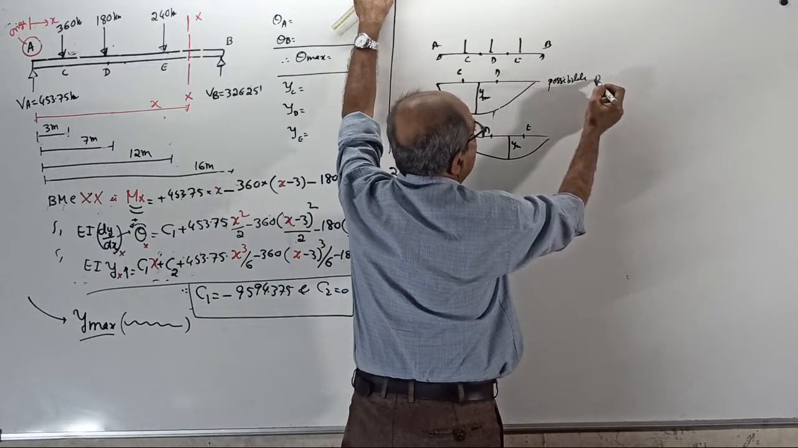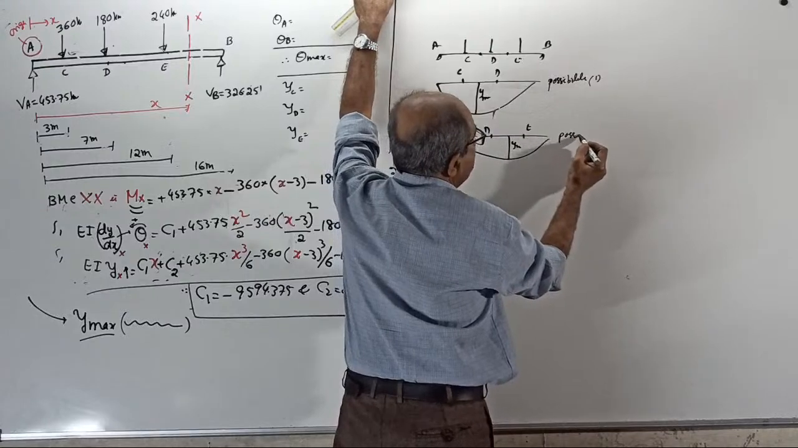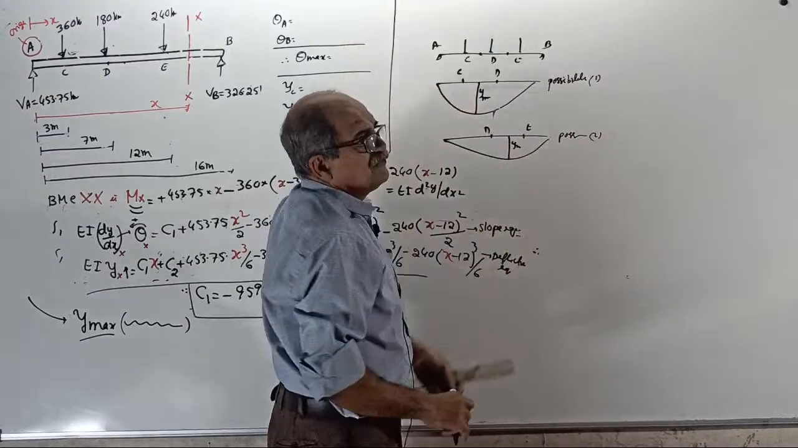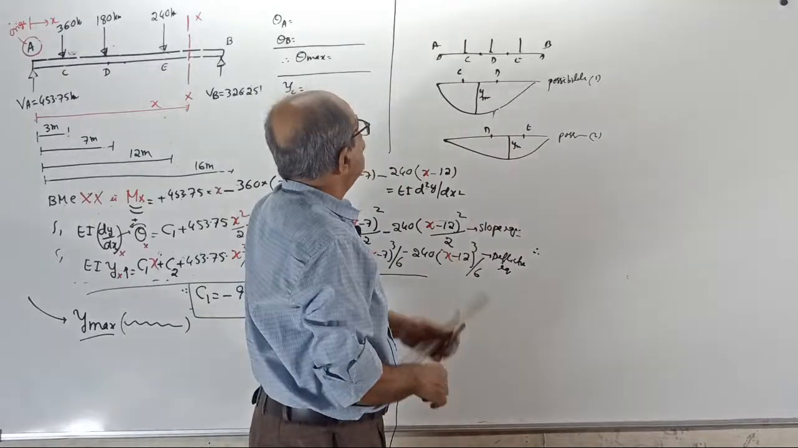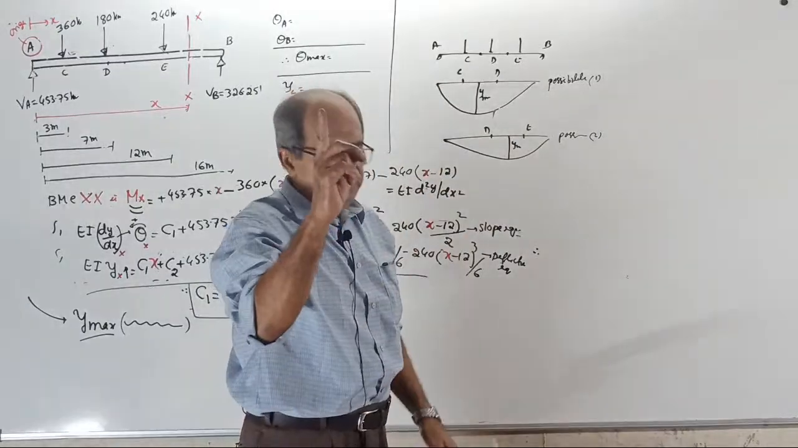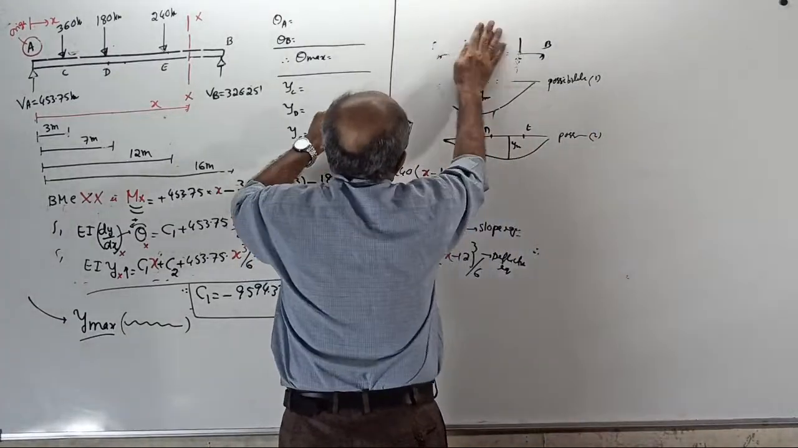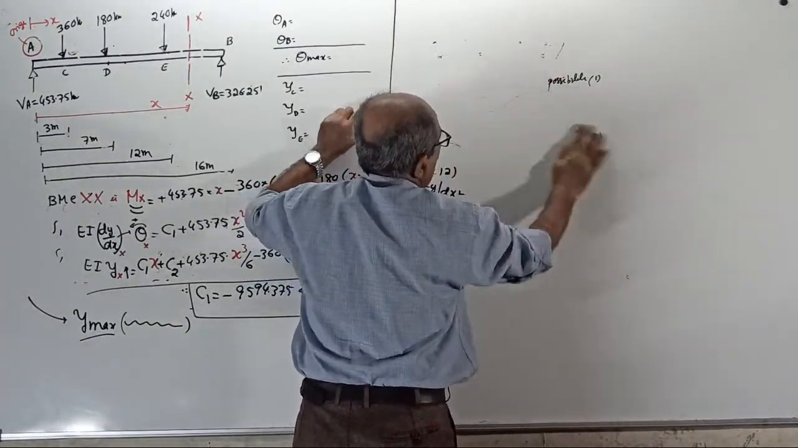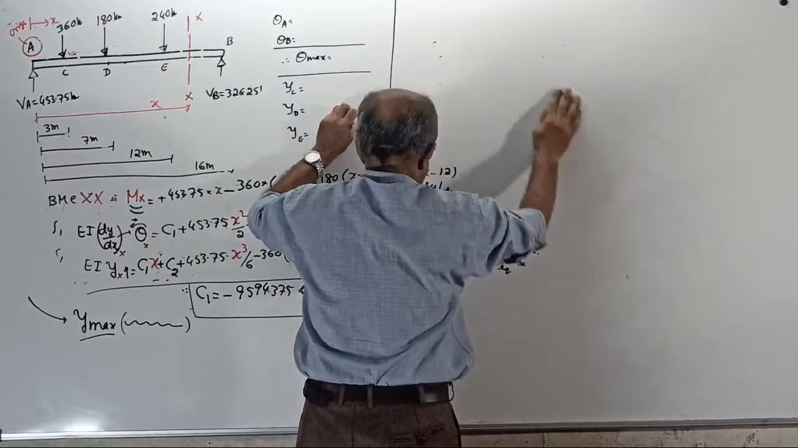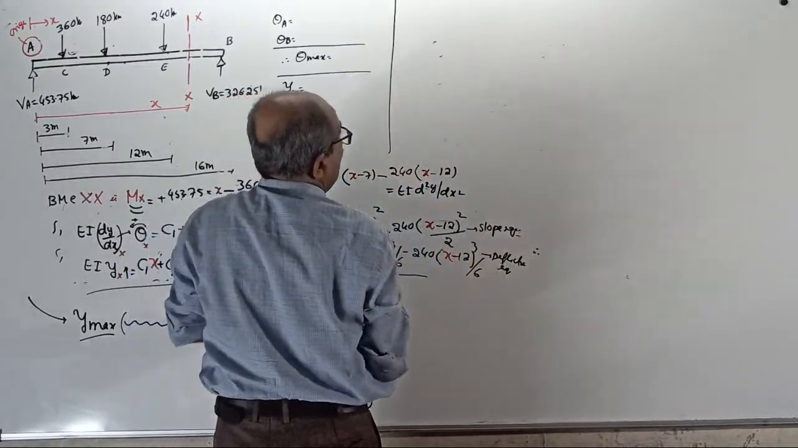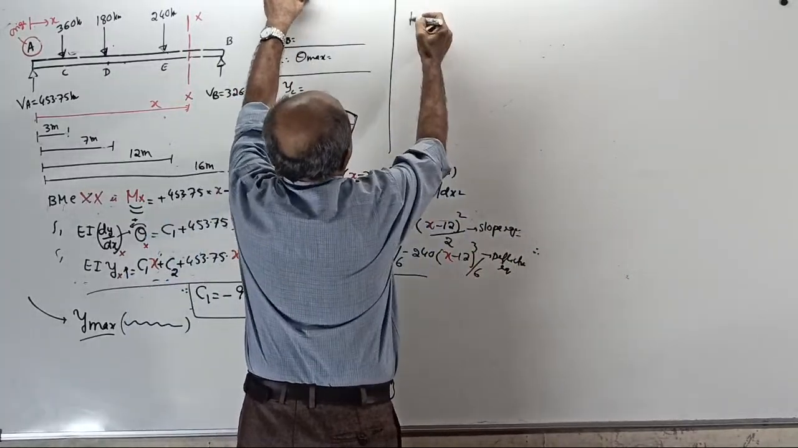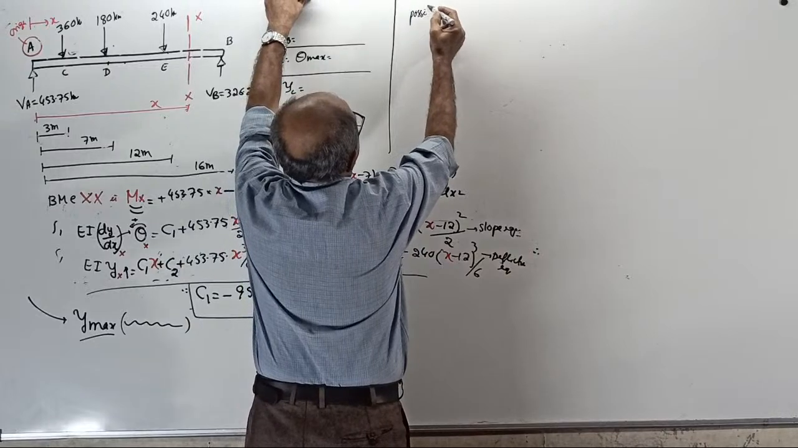Possibility 1. This is possibility 2. Anything is possible. So what you do is, we will try possibility 1 first. Write everything, all the statements you have to write. If you don't write the statements, it will not be clear. So now, to get Y maximum, I write here possibility 1.